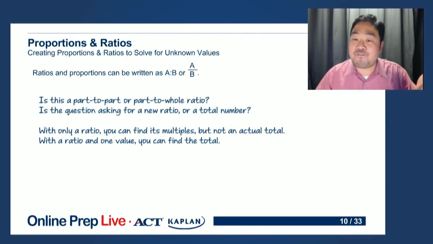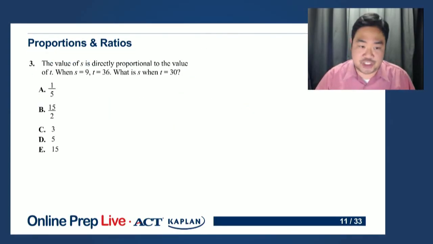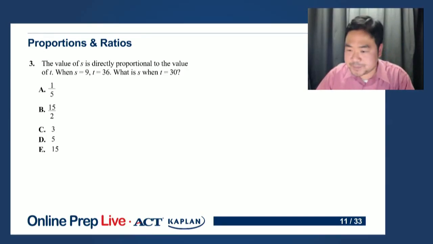But if I say there are 4 boys and 5 girls, if the ratio is 4 to 5 for boys to girls, but I tell you there are 40 boys, then you know for sure there are 50 girls, because you would apply the same multiple to each part of the ratio. Let's take a look at an example of how this is applied. Take a look at number 3.